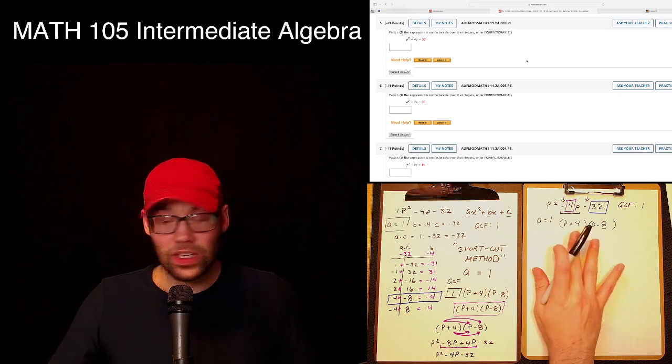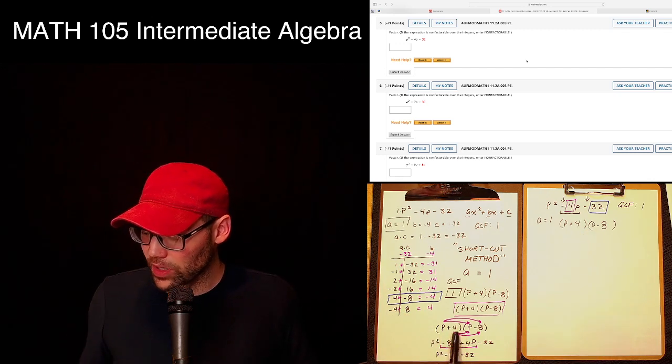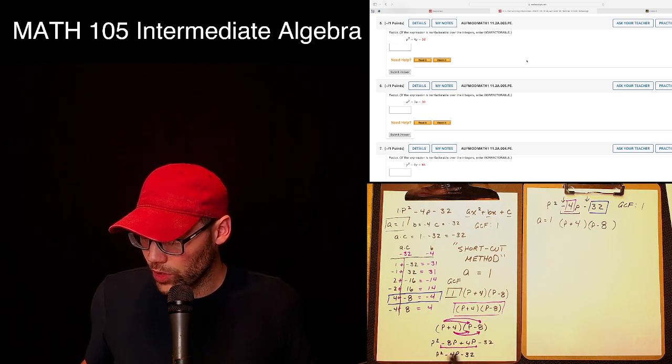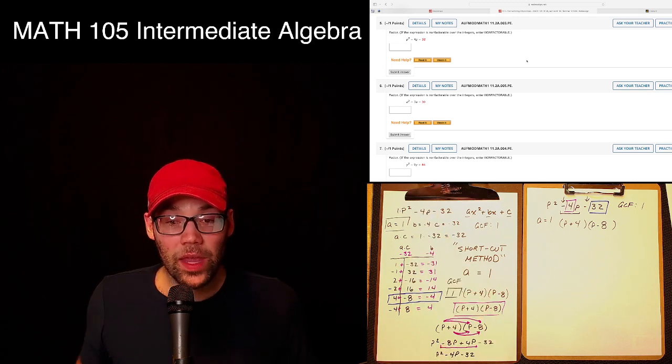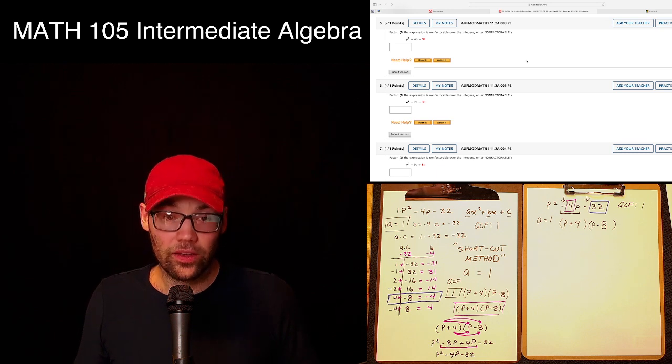All right. So same thing here. You could check your work by FOILing this back out, but notice that's the same thing here. We end up with the same problem. And when you FOIL your answer out and you get back the original problem, that's how you can be 100% sure that you've got the correct factors.